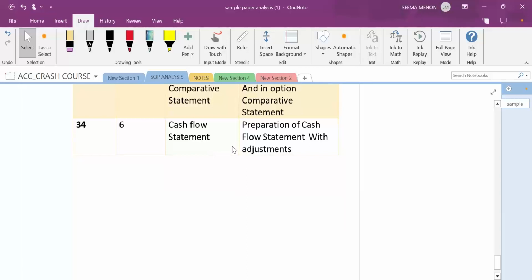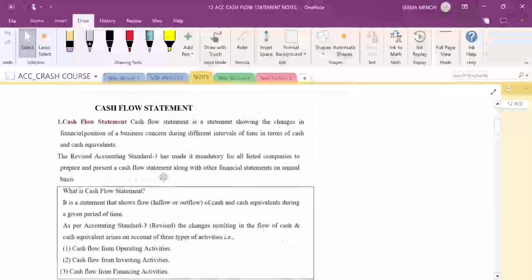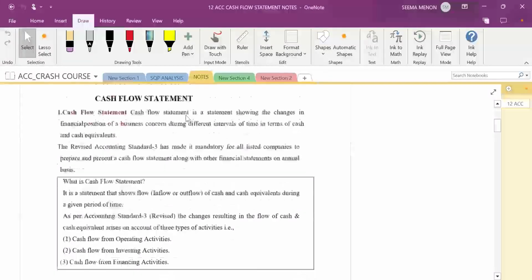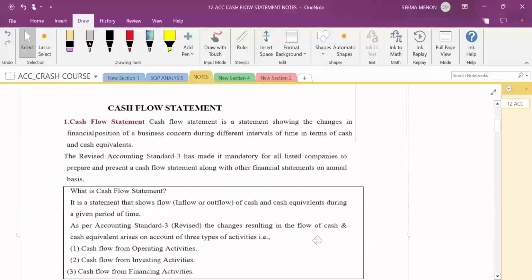Then the last one is the cash flow statement, preparation of cash flow statement with adjustment. So today my topic is cash flow statement with adjustments. Comparatively, all the students feel it is much easier when they prepare the cash flow statement, but during examination you always make mistakes on that. So let's start with a little bit of theory, and after that we can start with the practicals directly. Very little theory; it will take hardly 10 minutes, including your learning process.